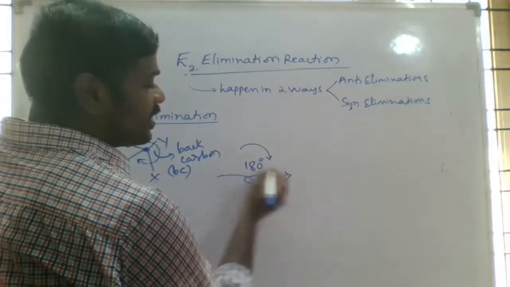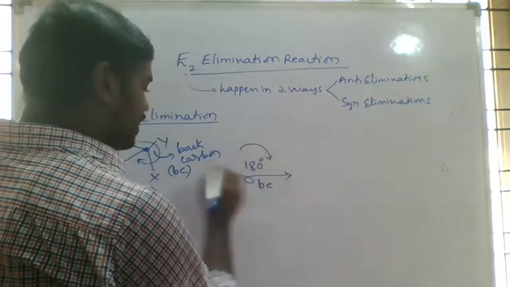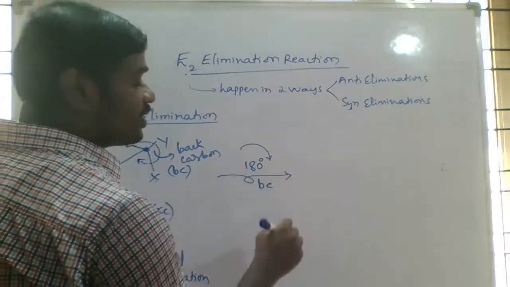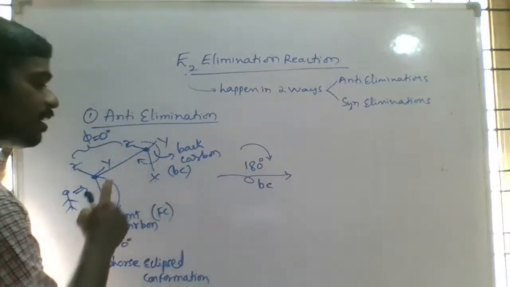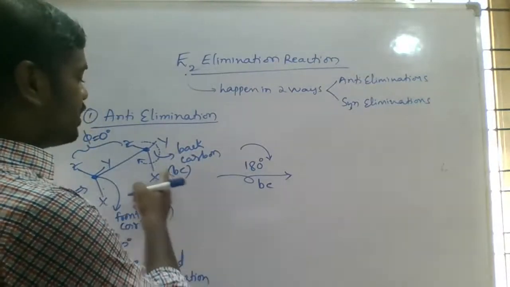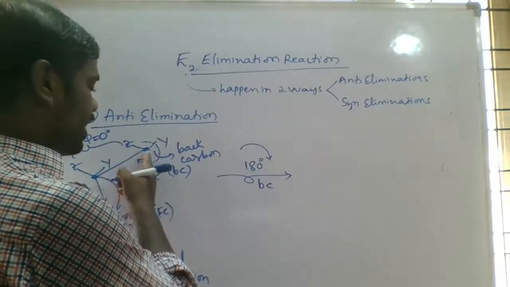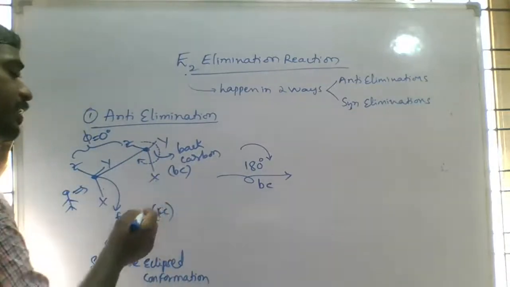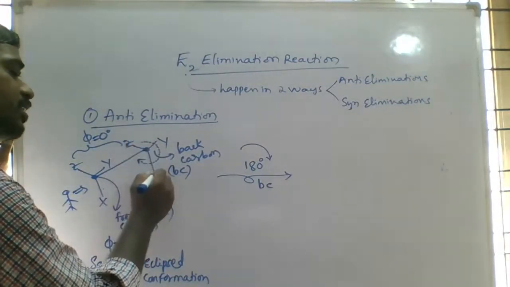This symbol indicates the rotation. The direction is either clockwise or anti-clockwise, that is your choice. Either the front carbon or the back carbon, that is your choice. So now I am doing the C-C rotation by the back carbon. How much angle? 180 degrees.